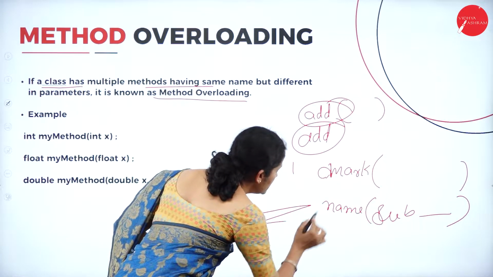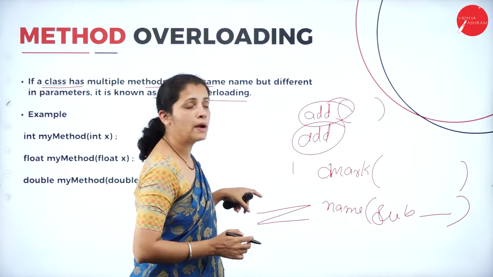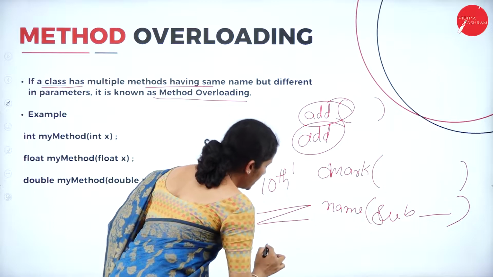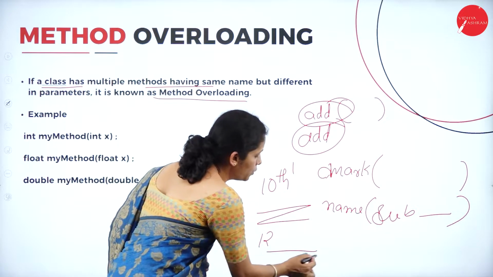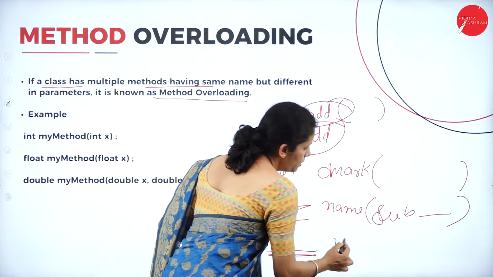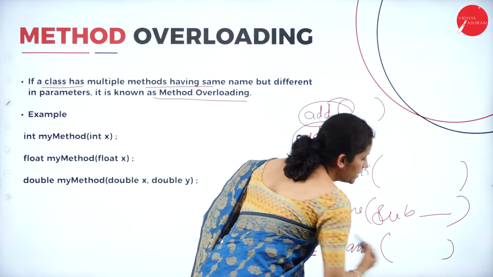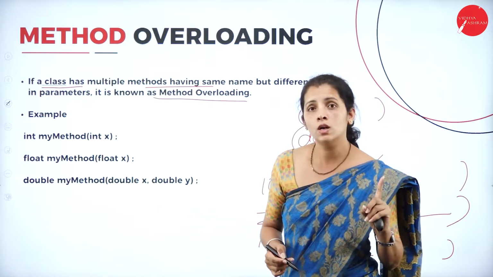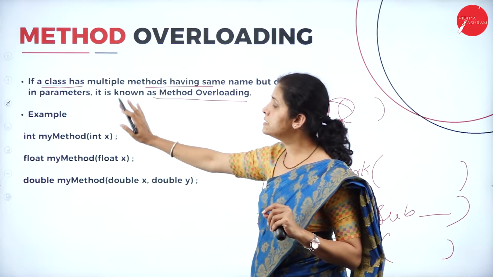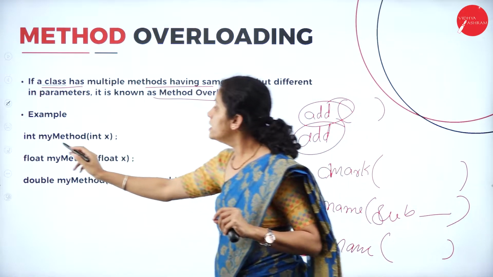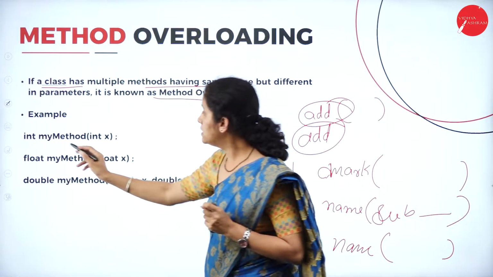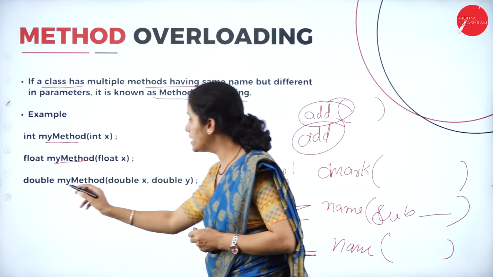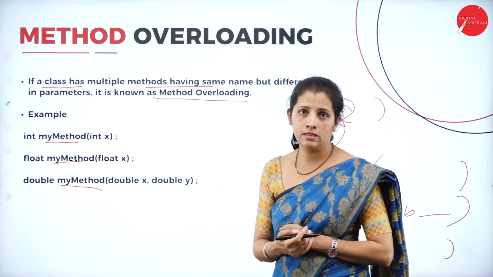And if I consider my result, then it is my return value. So this is for my 10th. And if I consider 12th, once again I'm going to have my marks along with my name and along with different subjects. So this is the best example for method overloading. Now consider this example. See, here I'm going to have my method, and here also I'm going to have my method, and here also I'm going to have my method.